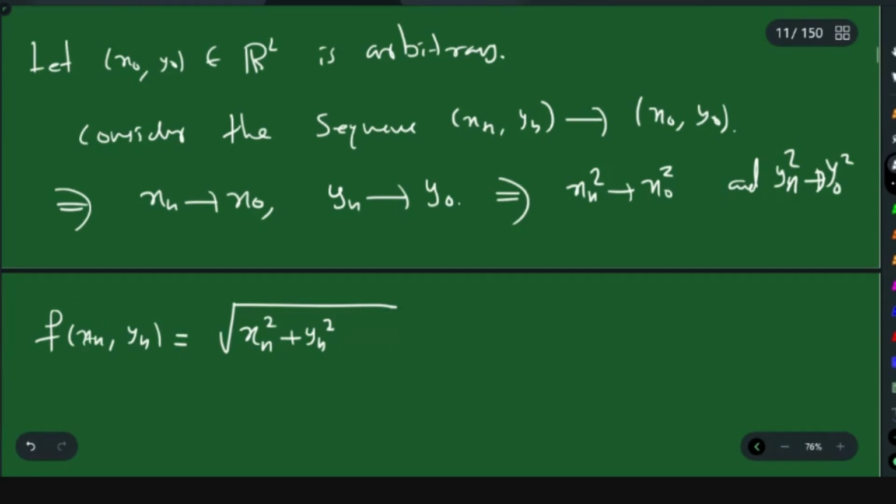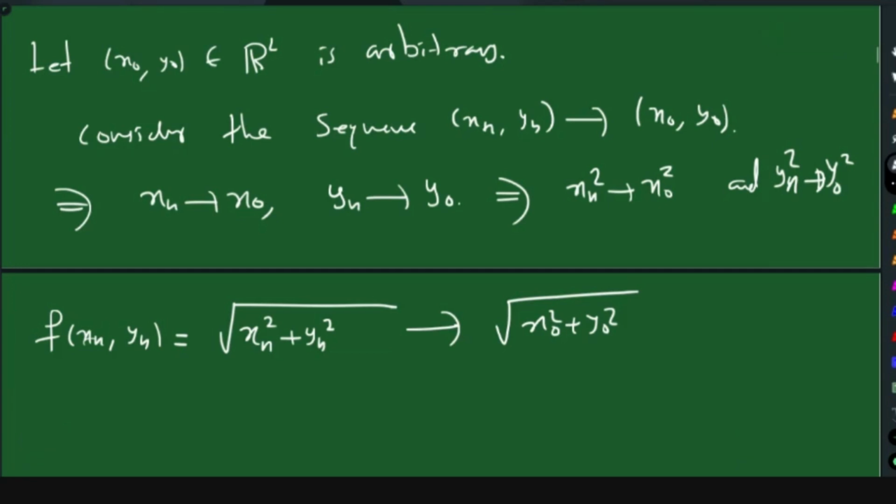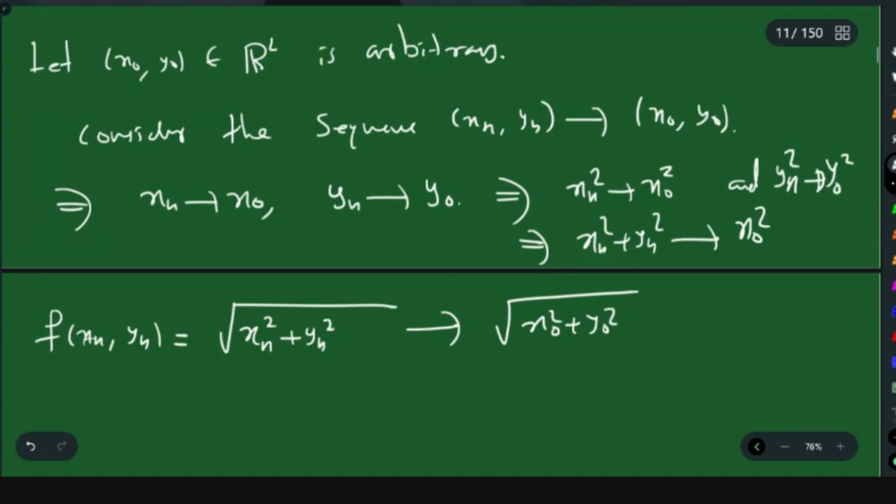So we can club all the things here. This will converge to root of x0² + y0². I have used a lot of things here. The continuity of the root function I have used, and the sum of two convergent sequences is again convergent and converges to the sum of the limits. That also I have used. If you want, you can write one more step here: xn² + yn² should converge to x0² + y0². So root of xn² + yn² converges to root of x0² + y0² because of the continuity of the root function.